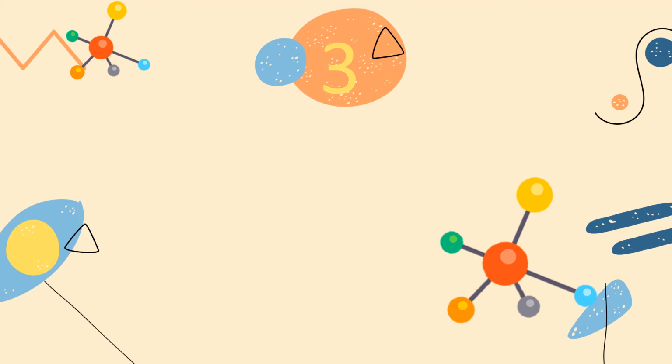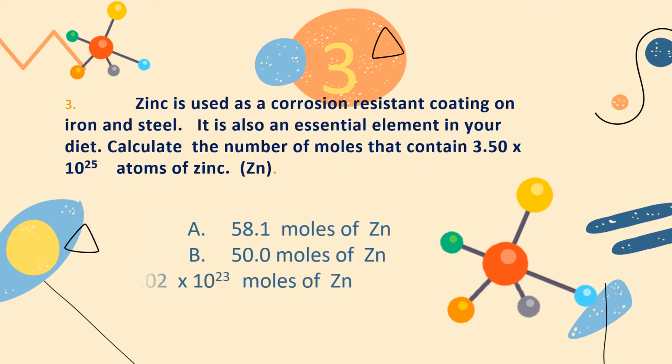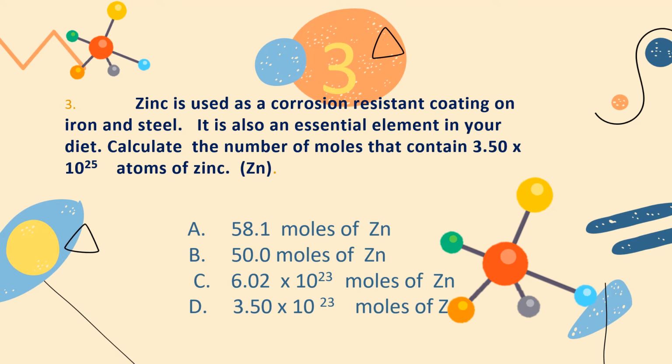Number 3. Zinc is used as a corrosion-resistant coating on iron and steel. It is also an essential element in your diet. Calculate the number of moles that contain 3.50 times 10 to the 25th atoms of zinc. A. 58.1 moles of zinc. B. 50.0 moles of zinc. C. 6.02 times 10 to the 23rd moles of zinc. And letter D. 3.50 times 10 to the 23rd moles of zinc.